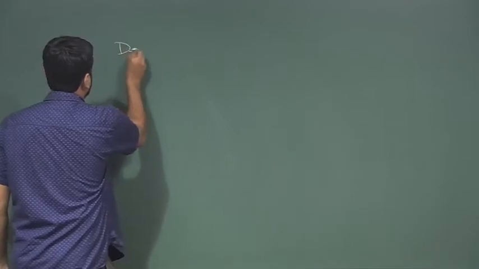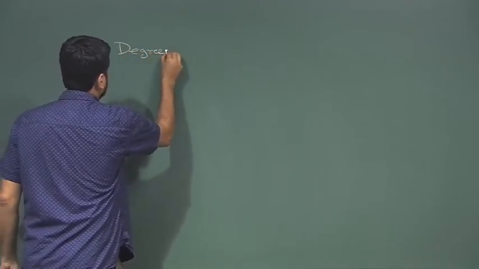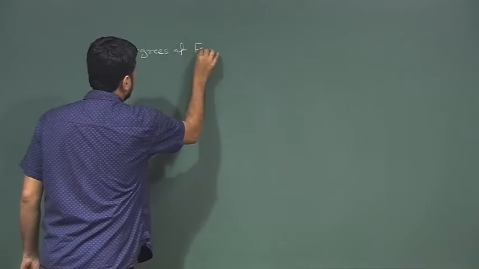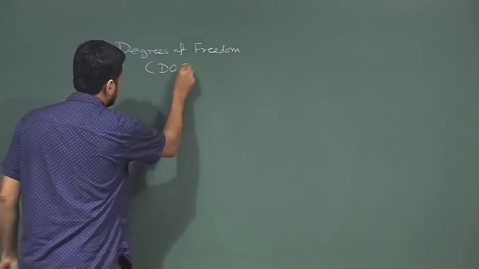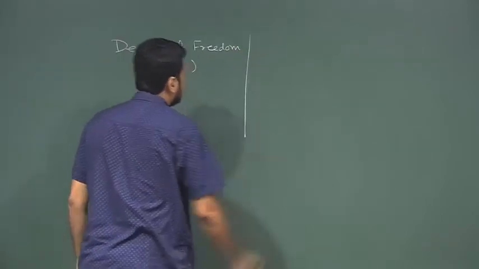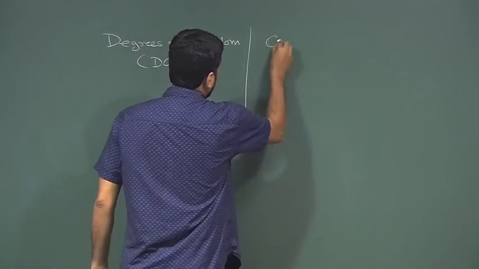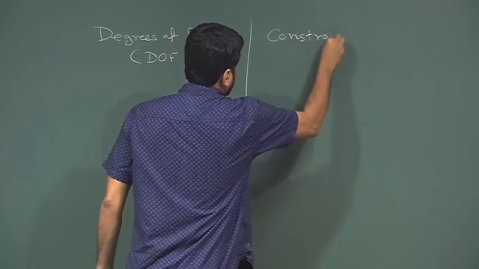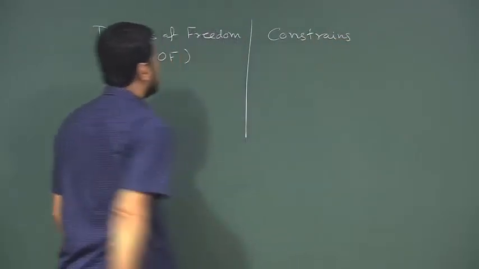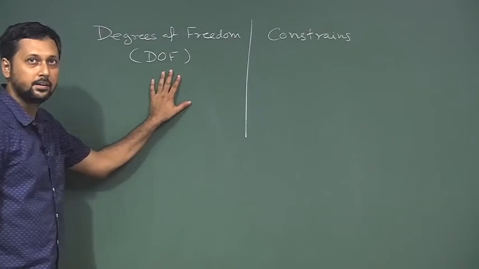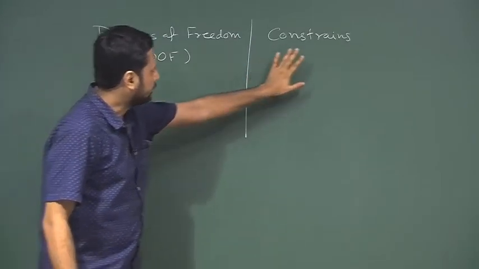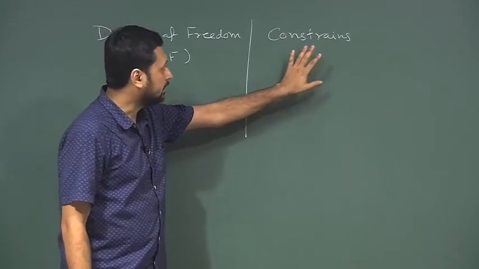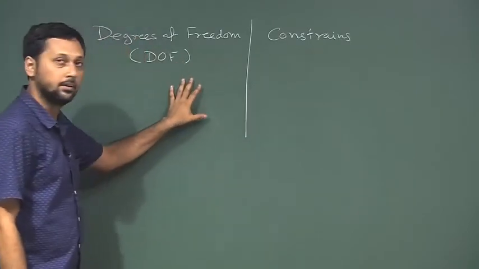Two terms: degrees of freedom, we call it DOF, and constraints. Degree of freedom means the number of independent coordinates required to describe a system. Constraints are the number of any condition that reduces the number of degrees of freedom.